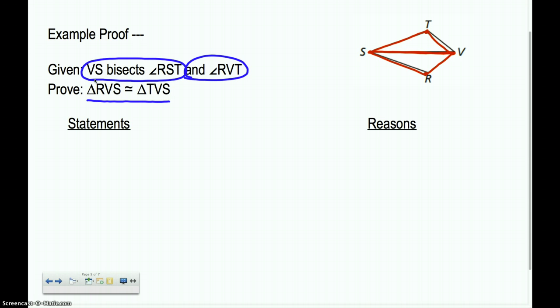Those two triangles here at the top and the bottom. We can already kind of see that there's a side that overlaps that may become useful to us. However, in the meantime, the givens. VS bisects RST and it bisects RVT.